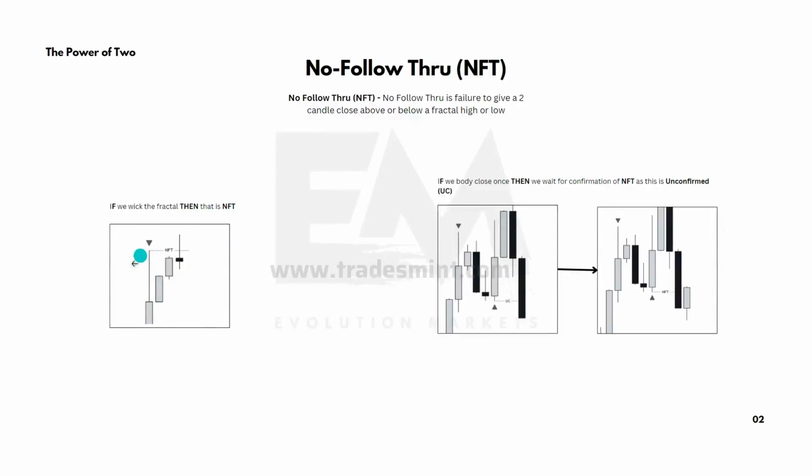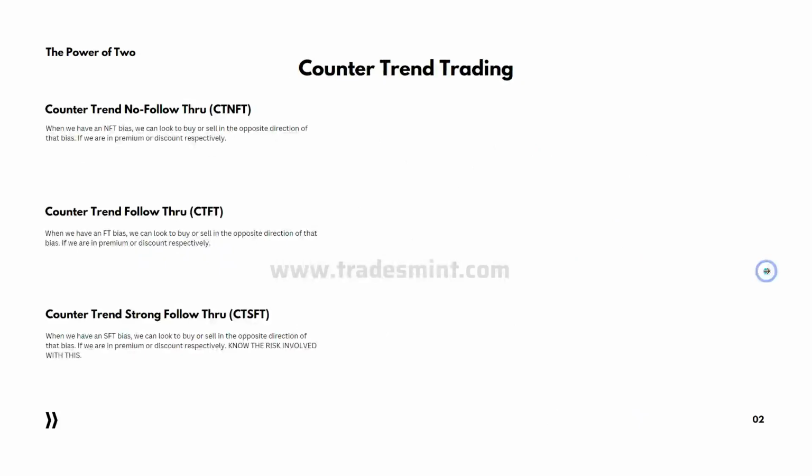So let's just touch over to NFT here. In this sense, when we've got an NFT and we've got our dealing range, we'll be looking for sells here. But if we are inside discount of that dealing range, we can then go ahead and look for some buys. Even though the overall bias is bullish, we can capitalize on those counter trend trades. Same with FT here. When we have an FT bias, we can look to buy or sell in the opposite direction of that bias if we are in premium, discount respectively.